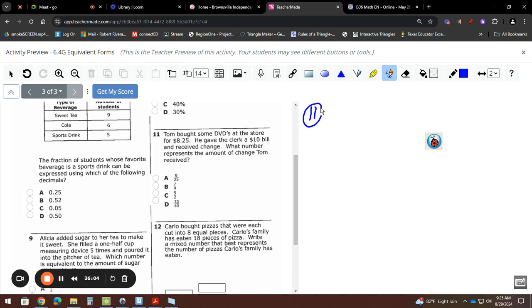Number 11, what represents change received by Pepita? Pepita. Facts. Bought.